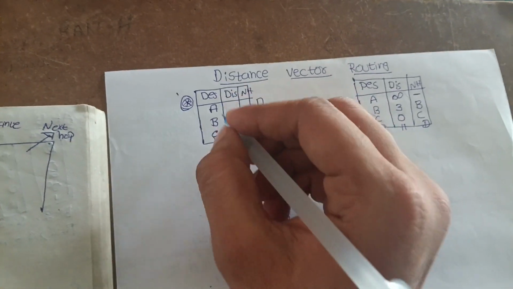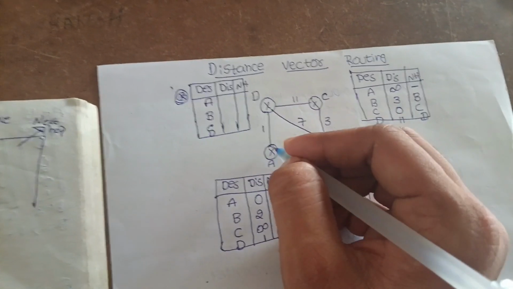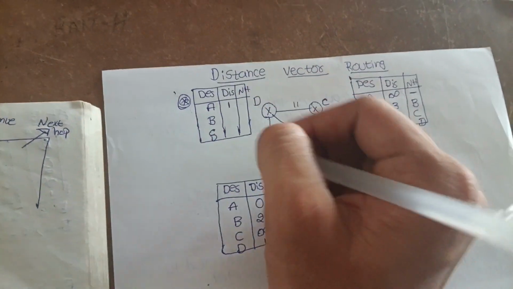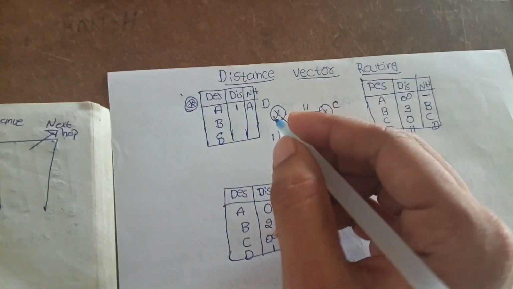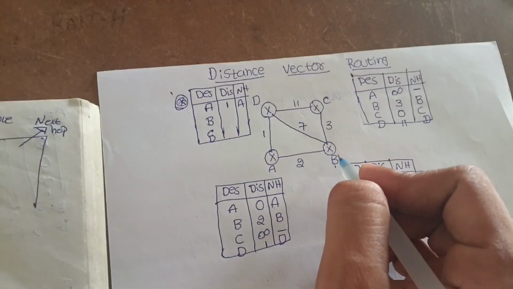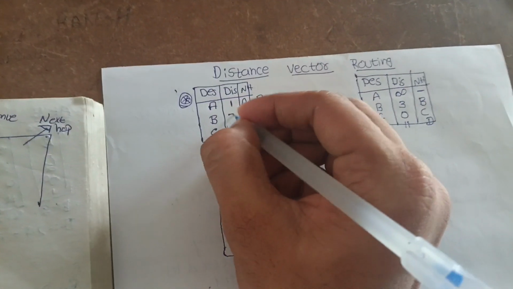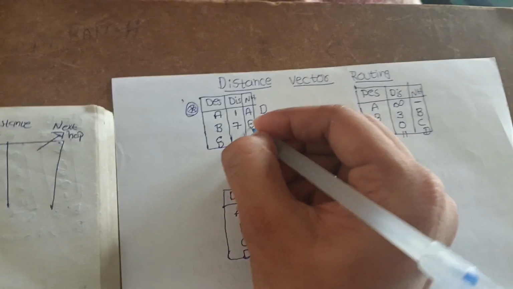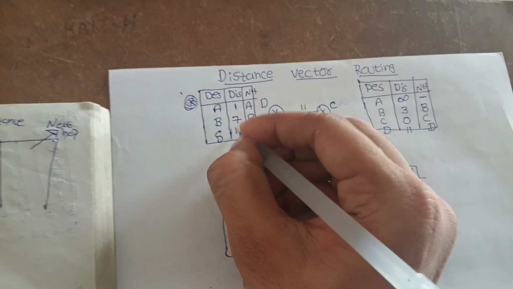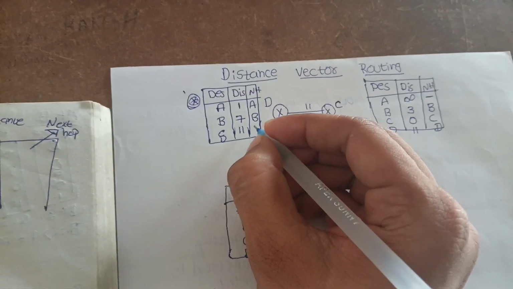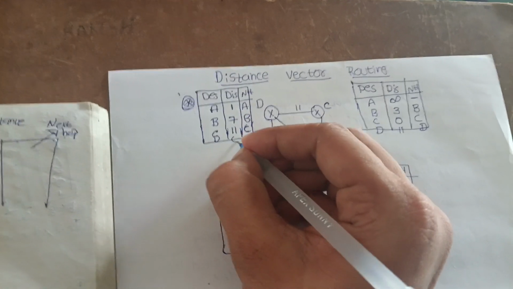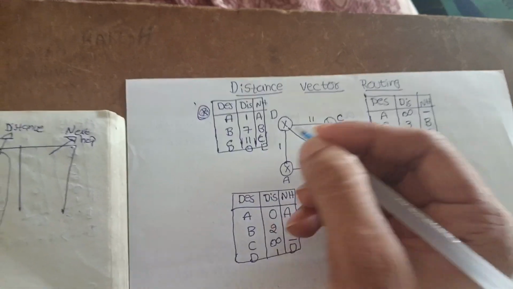Next hop, D to A, there is a direct mapping, so distance 1. Next hop is A. D to B, we check, there is direct mapping, distance 7. Next hop is B. From D to C distance is 11, and next hop is C. The self loop is always 0, and next hop is D.